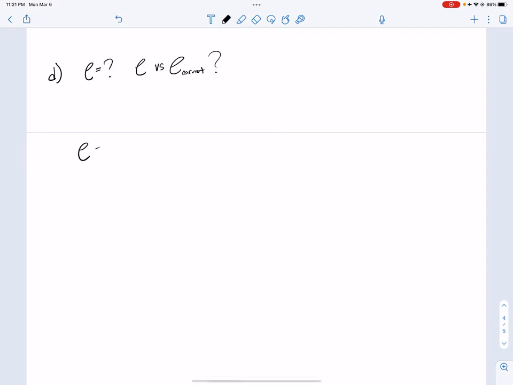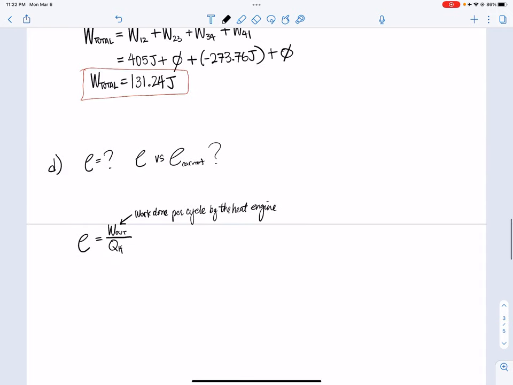The efficiency of a heat engine is equal to work out over QH, which is the heat transfer from the hot reservoir. For a heat engine, that would be the heat that enters the system, right? By the way, work out is the work done per cycle by the heat engine, which we calculated earlier. That's work total.